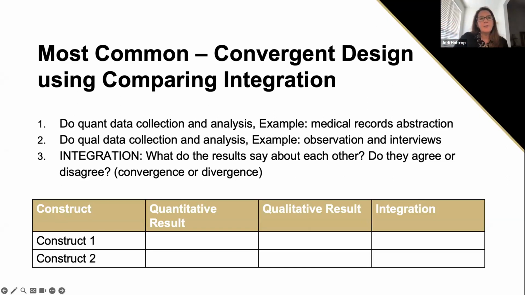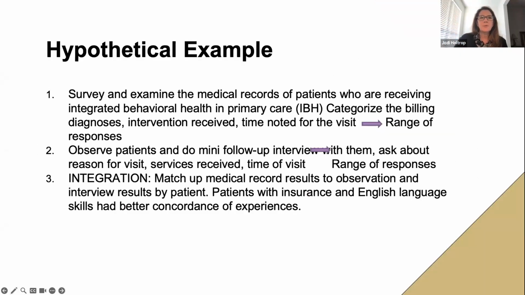And I've got a little table here so you can see maybe there's different constructs you're looking for. And then you can have your quantitative result, your qualitative result, and then the integration column is, are they saying the same things or not? So I'm going to show you some examples, but here's a hypothetical example.